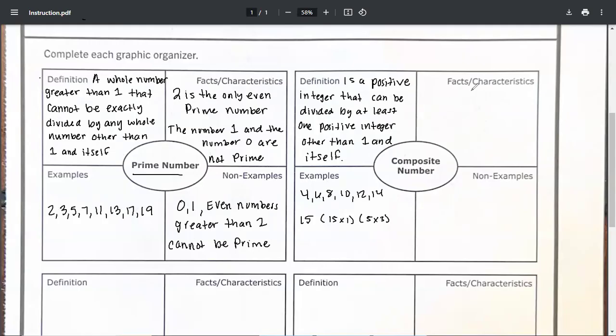Okay. So that leads to characteristics. Composite numbers will have more than two factors. That's the main thing. We'll have more than two factors, and that's other than 1, or outside of 1 and itself.